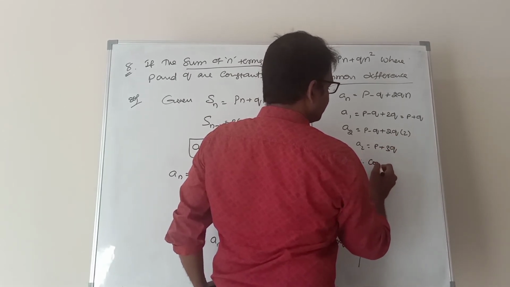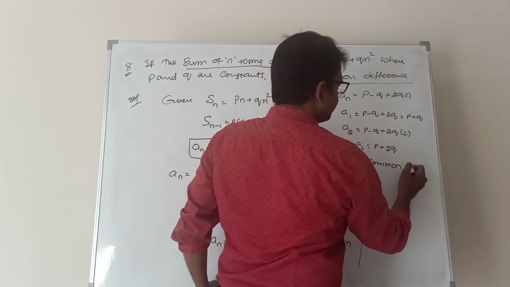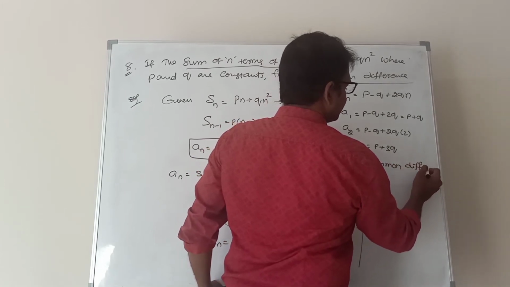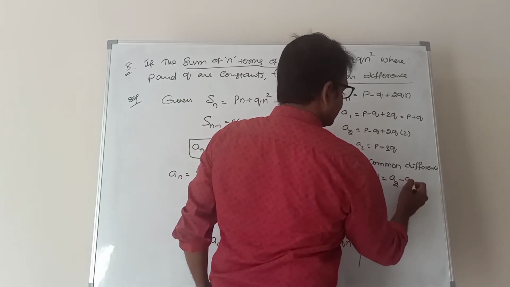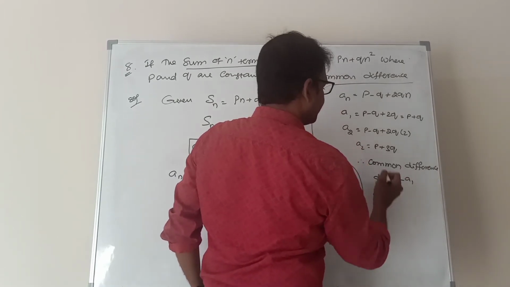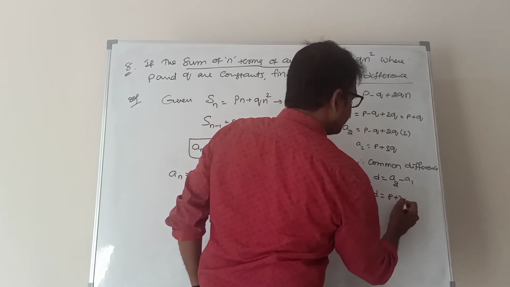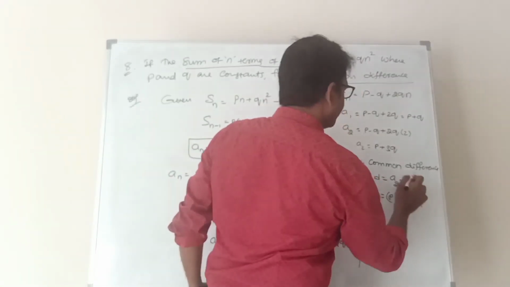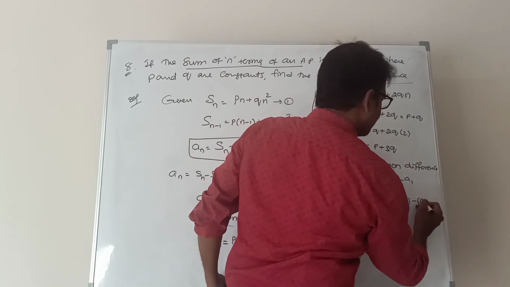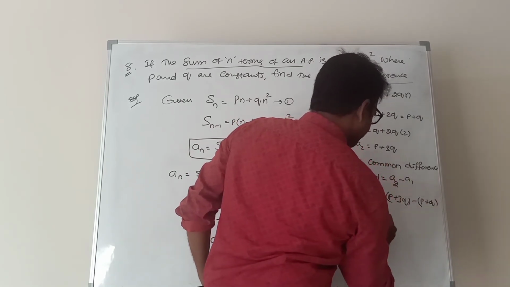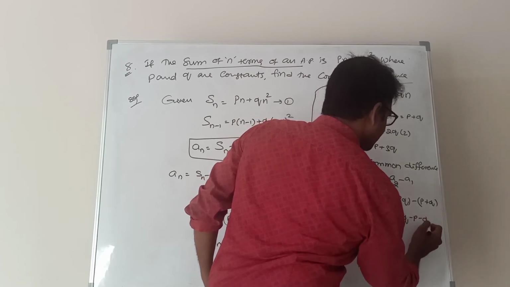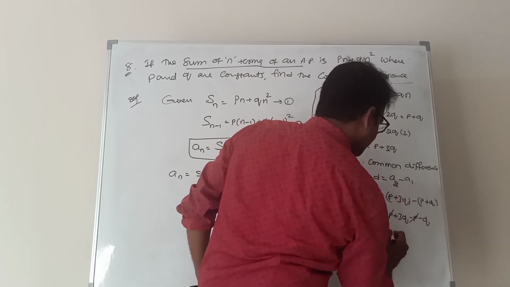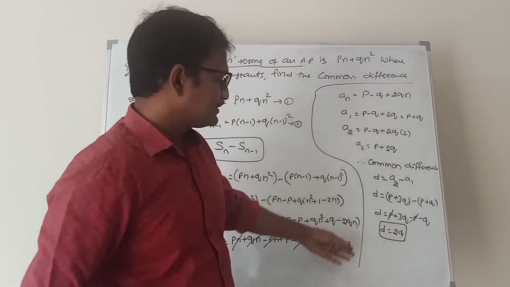That means a2 is equal to p + 4q − q, which is p + 3q. Therefore, the common difference d is equal to a2 − a1. a2 is p + 3q, and a1 is p + q. So d is equal to p + 3q − p − q. The p − p gets cancelled. d is equal to 3q − q, which is 2q. So the common difference is 2q.